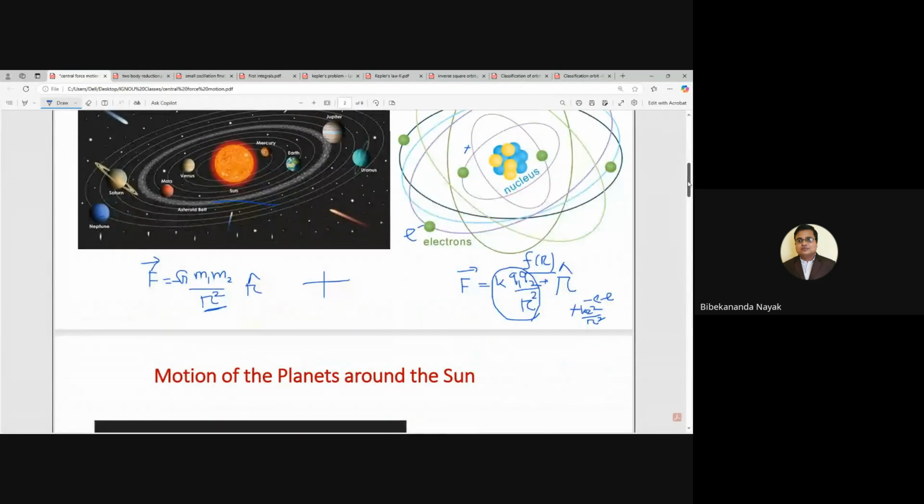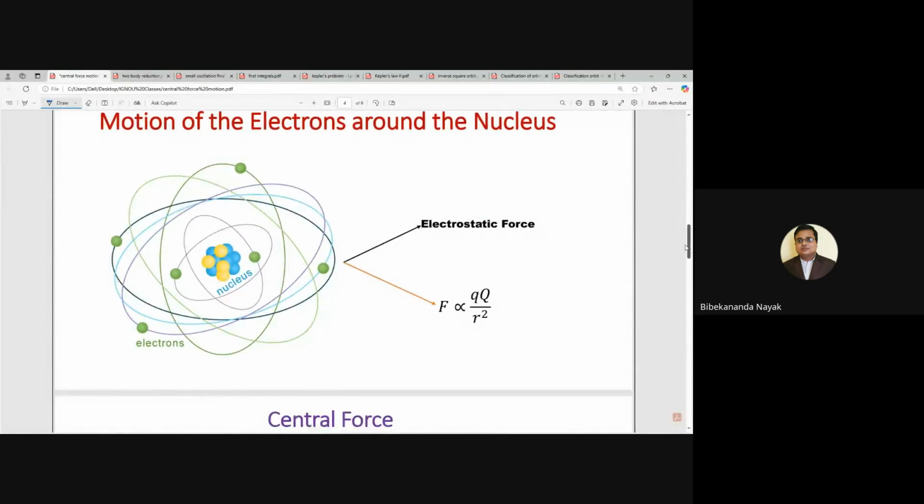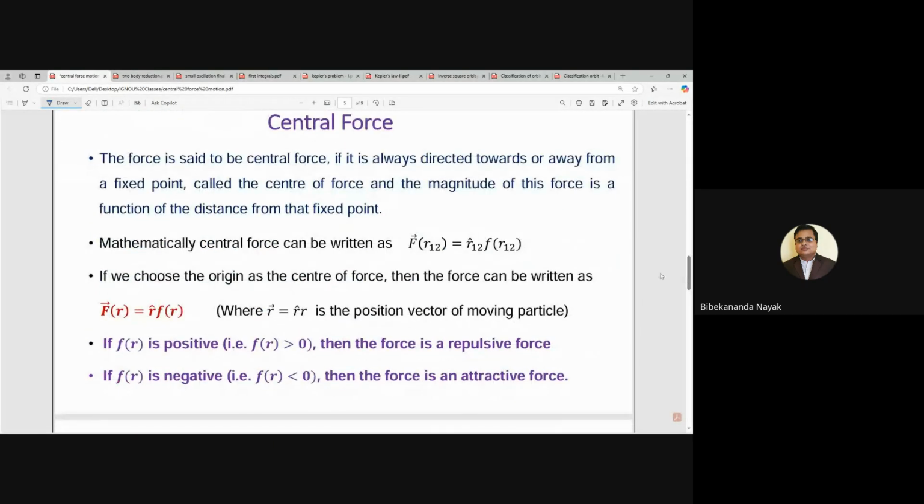This is a property of central force. But we have written here motion around the sun. The force is said to be a central force if it is always directed towards or away from a fixed point called the center of force, and the magnitude of this force is a function of the distance from the fixed point. Mathematically, central force can be written as F of r12 is equal to r12 cap F(r12).